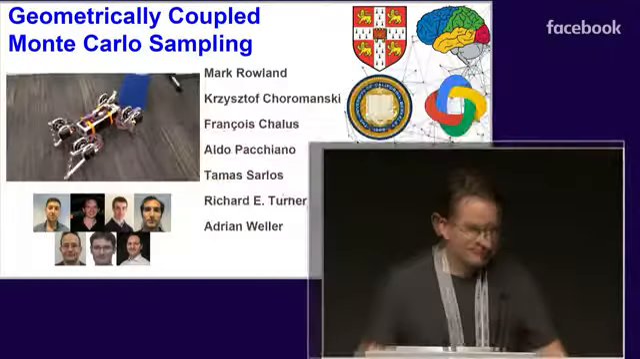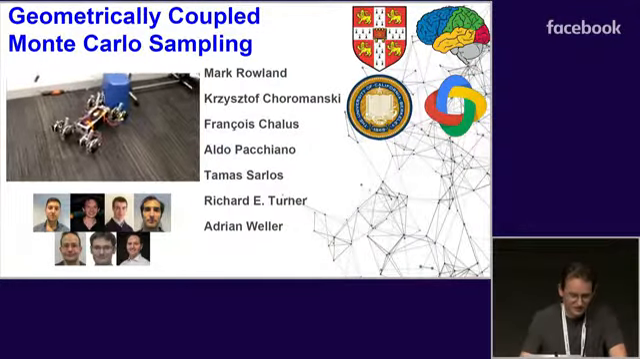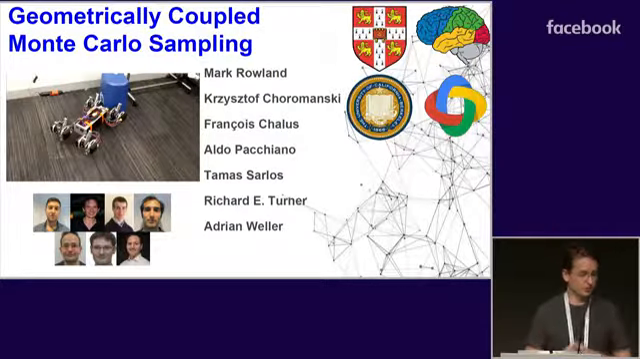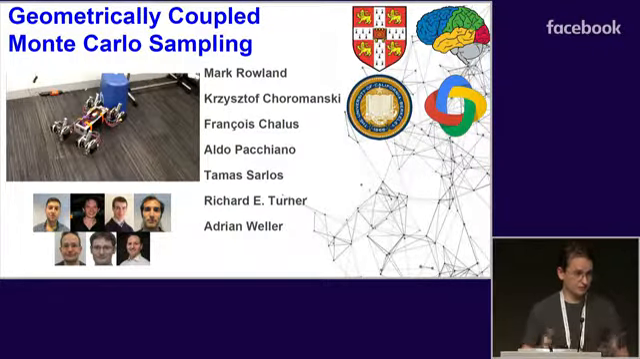Good afternoon. It's a great pleasure to give this talk here. What we focus on in this paper is a new method for doing Monte Carlo sampling that outperforms the standard baseline, gives much more accurate estimators with lower variance. We call this method geometrically coupled Monte Carlo sampling, or GCMC.